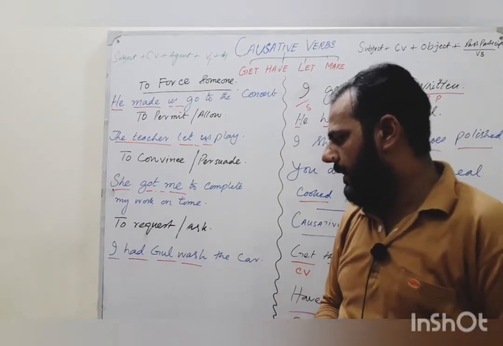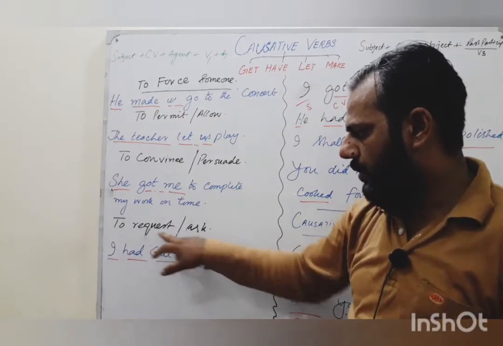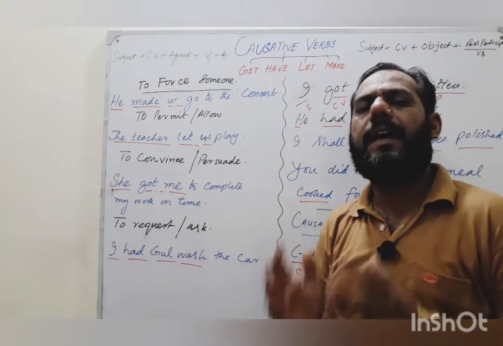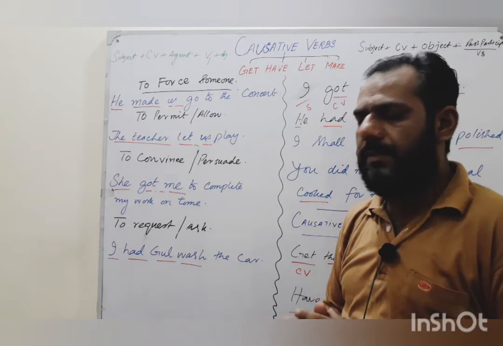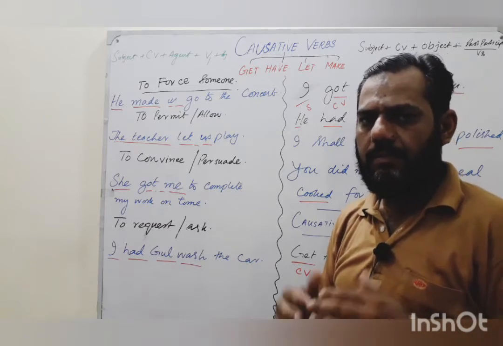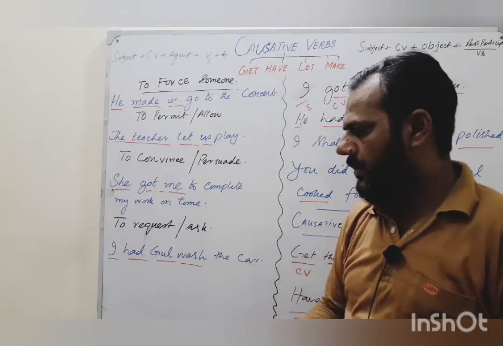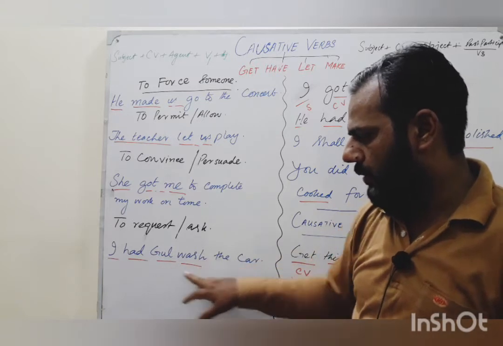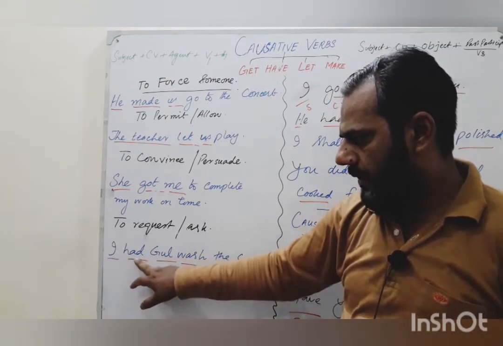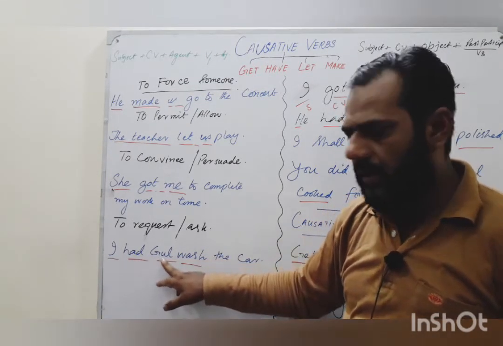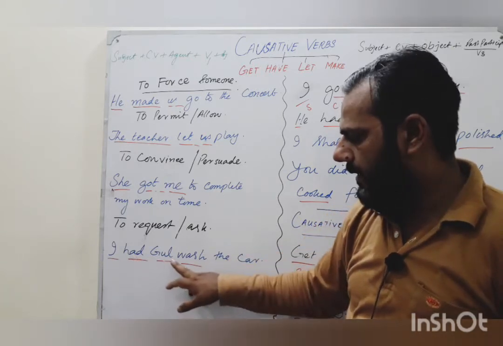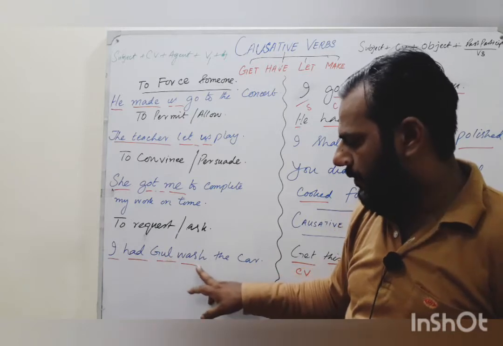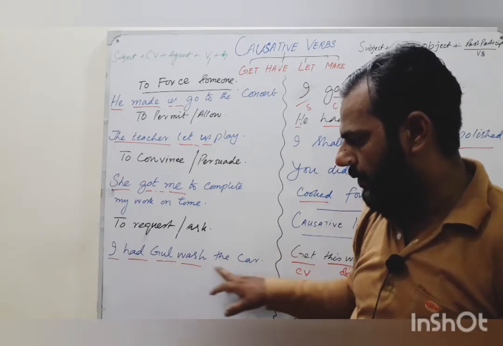The fourth: I had Gul wash the car. Look at it, to request and ask. Whenever we use have, had is the second form of have. It is used for making a request or asking for something. So, I had Gul wash the car. Look, I is the subject, and I am getting the work from Gul, and had is the second form used as a causative verb. Then Gul is the second subject, and then wash, the first form, the car. I had Gul wash the car.